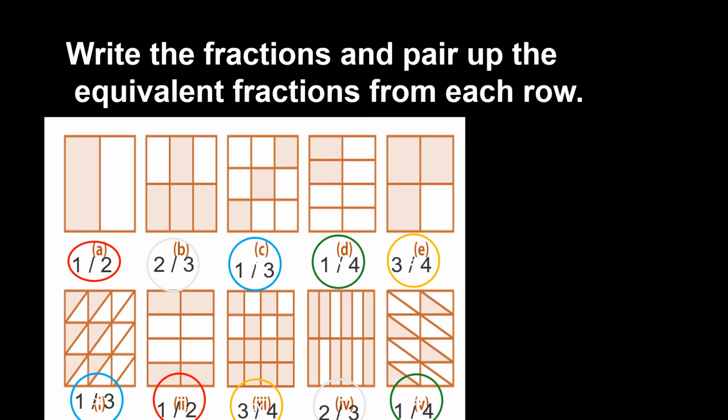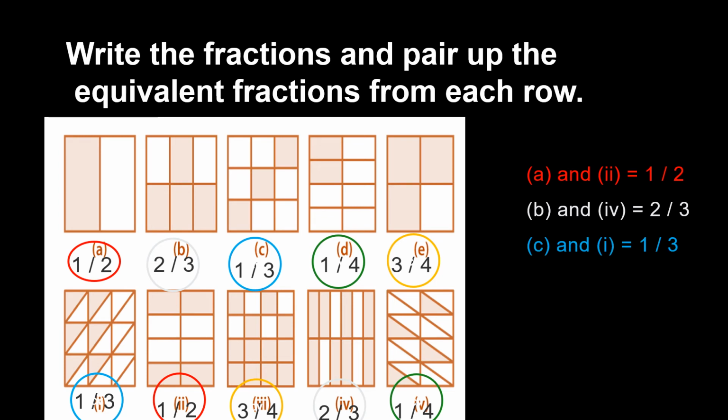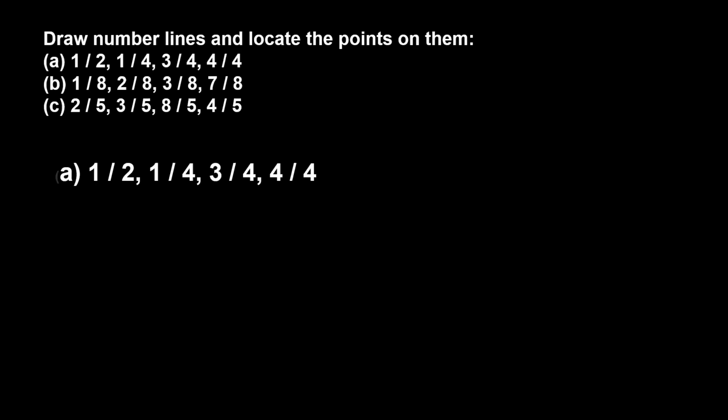So the first one, 1 by 2. The second one is equivalent, isn't it? 1 by 2, 1 by 2. So like this, you should pick up the answer. So A and 2 are equivalent. Then B and 4 are equivalent. C and 1 are equivalent. D and 5 are equivalent. E and 3 are equivalent.